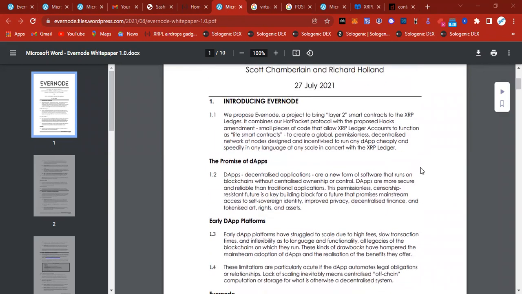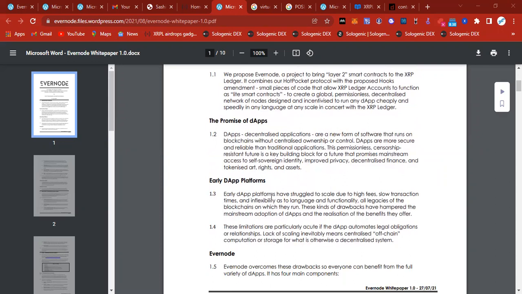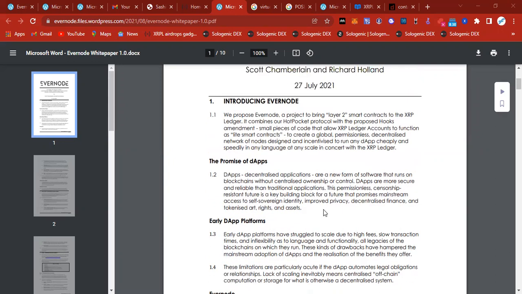Okay, so as you see in these first couple of paragraphs right here, it goes over the promise of decentralized applications and what problems early decentralized applications faced. As we all know, the problem with early decentralized applications is that most of them are built on a layer 1 blockchain, and those layer 1 blockchains suffer from problems like security, scalability, high fees, and things of that nature. There are other problems that come into play as well. And the promise of dApps.